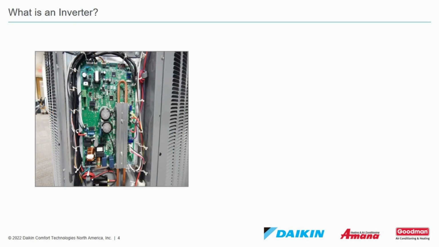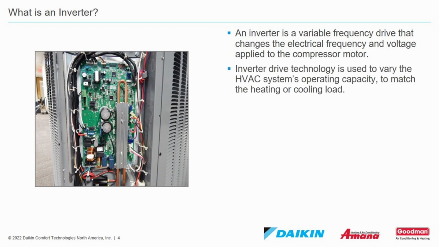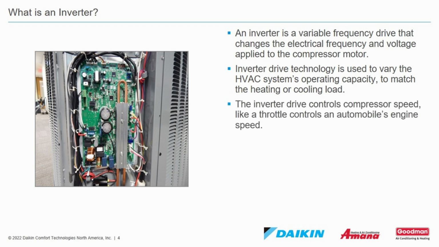What is an inverter? An inverter is a variable frequency drive that changes the electrical frequency and voltage applied to the compressor motor. Inverter drive technology is used to vary the HVAC system's operating capacity to match the heating or cooling load. The inverter drive controls compressor speed like a throttle controls an automobile engine speed.